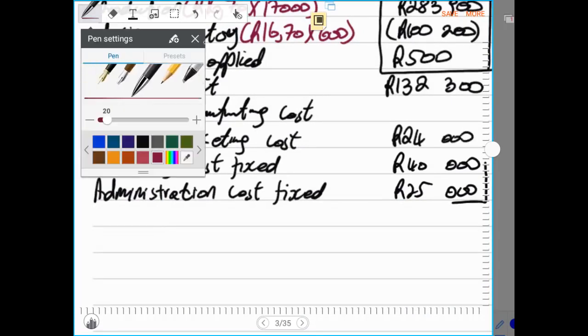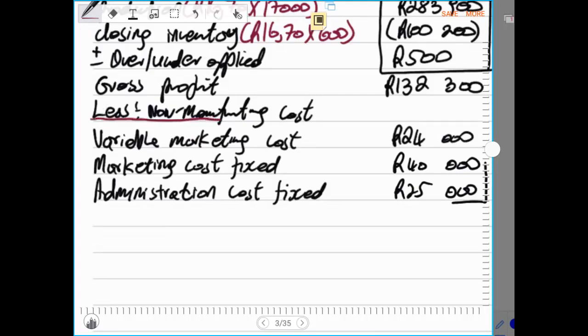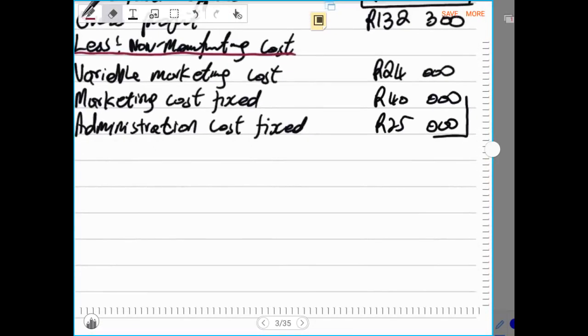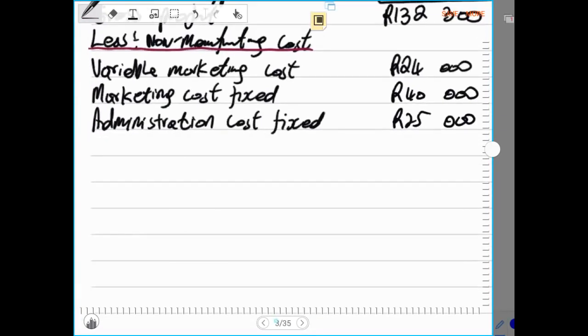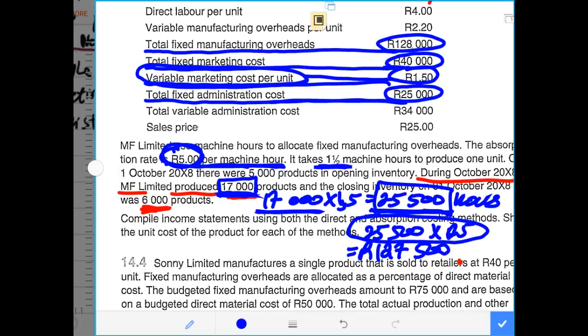Remember, we say less non-manufacturing cost. All the costs that are not related to manufacturing are recorded below the gross profit in the absorption income statement. Sorry for that error, just being tired of explaining for a long time. Then now we check for another non-manufacturing cost. Another non-manufacturing cost will be the variable administration cost, which is 34,000 rands.